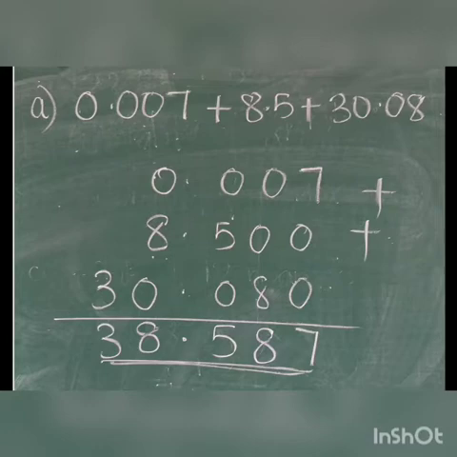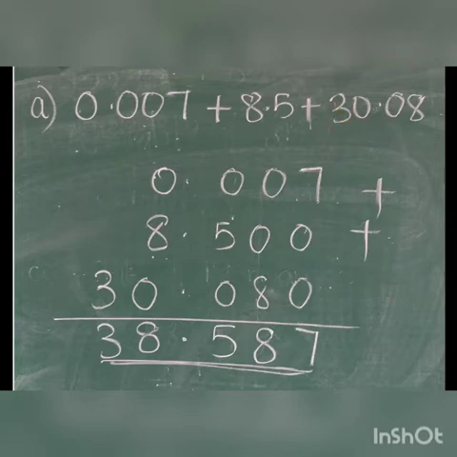First question, 0.007 plus 8.5 plus 30.08. Once you arrange and write the numbers, the place value of the numbers should not be altered. That means when you see these numbers, here this 0 has the unit place, whereas in this number the unit place is for 8, and here it is again 0, and here we have one more place, the tens position. So that place value you have to place correctly.